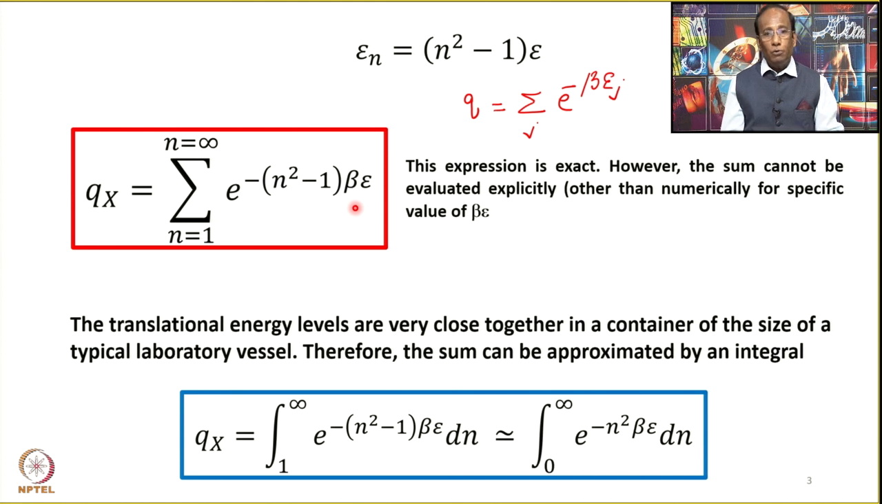So, what approximation are we going to use now? Translational energy levels are very close together in a container of the size of a typical laboratory vessel. The energy spacing between translational energy levels is very small. You have studied this in quantum chemistry. So, when the spacing is very small, when they are very, very close to each other, you can approximate this summation by integration whenever there is a very small increment or very small spacing. So, we are going to use this approximation, that is, instead of summation, let us write integration. n equal to 1 to n equal to infinity, exponential minus n square minus 1 beta epsilon dn.